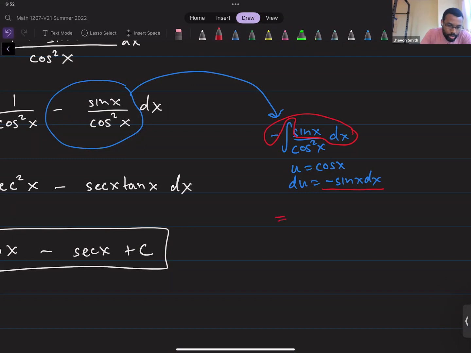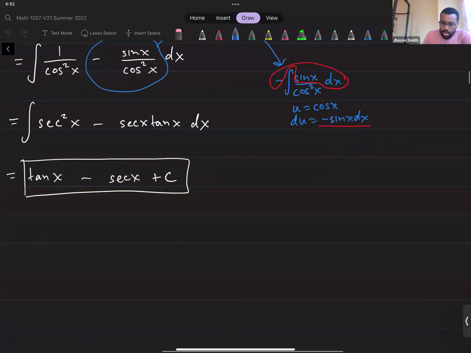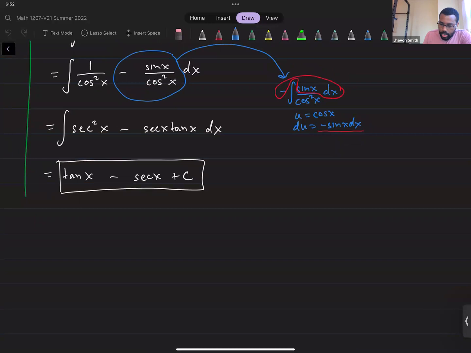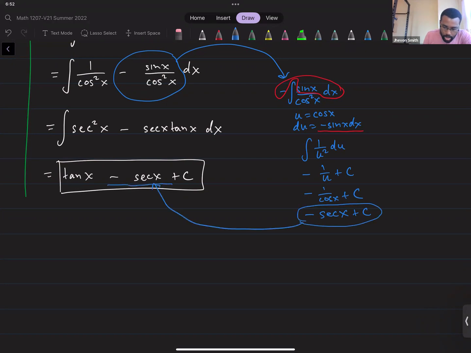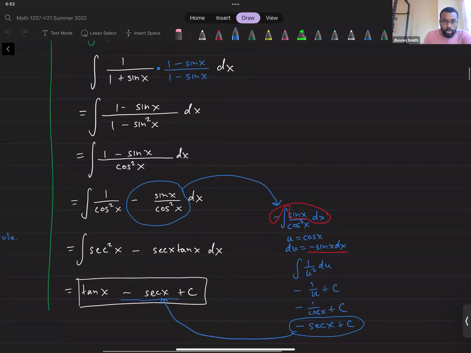And so now when you go back, you can plug this in. So this just becomes the integral of 1 over u squared du, which we know is minus 1 over u plus c, which in this case is minus 1 over cosine, because you used cosine. So you just get minus secant. And so this is the part that shows up here. So that would be another way to do the integral.